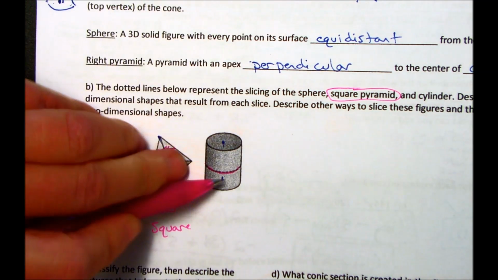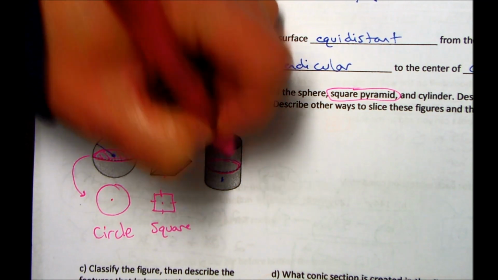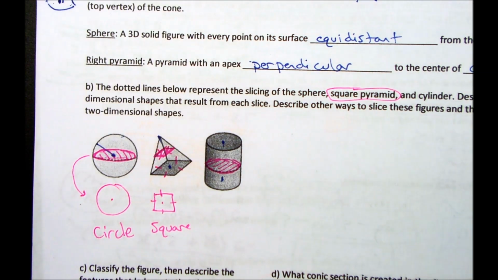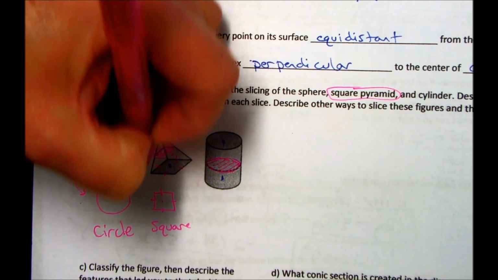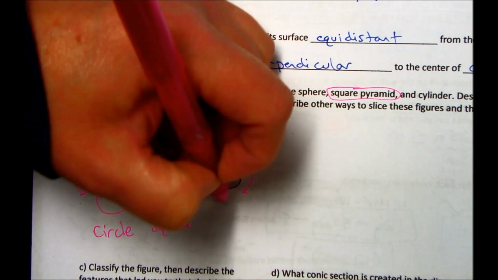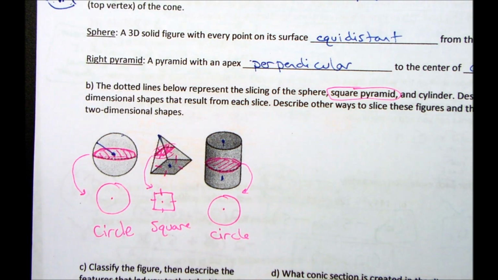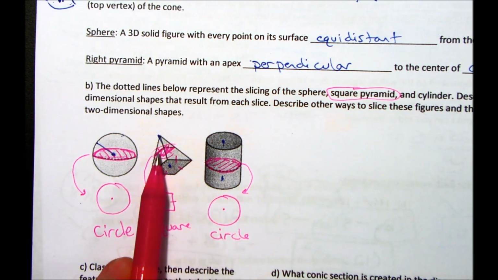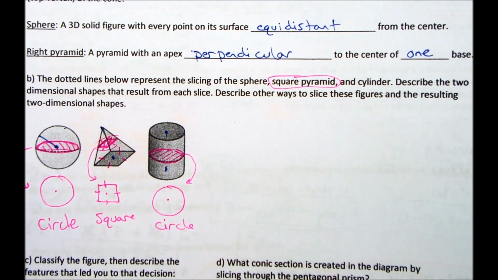So if you were to slice a cylinder and look at its cross section or two-dimensional shape, again, this here was your square, this here would be a circle. All right, so those are the cross sections we would get from the lines that they gave us. But are there other ways that you could slice this figure?